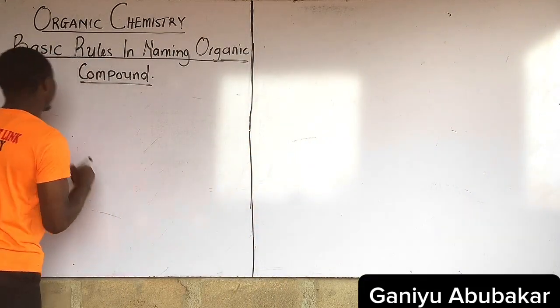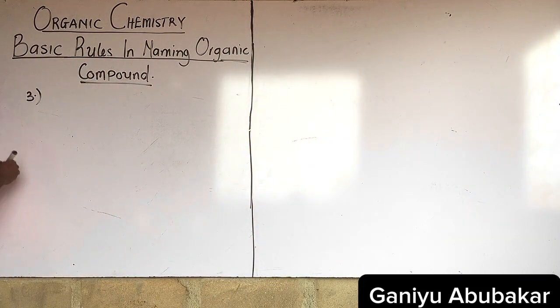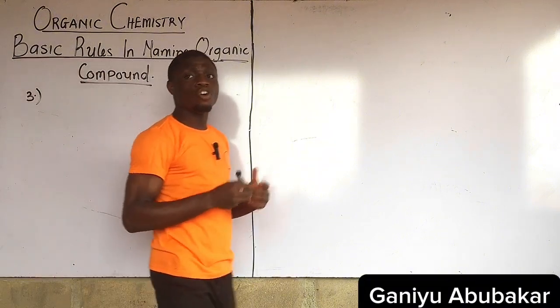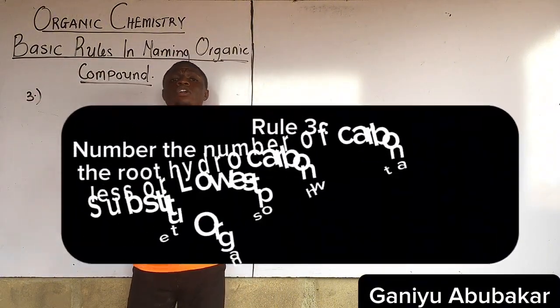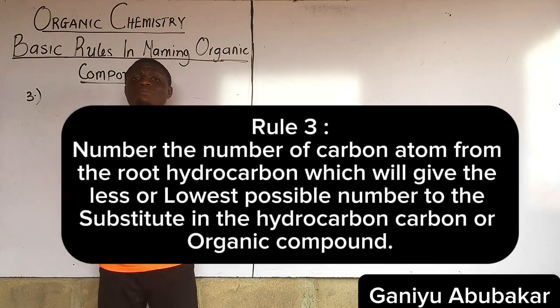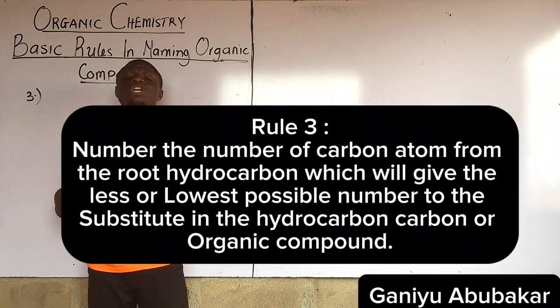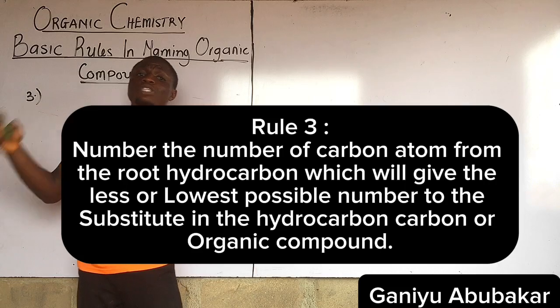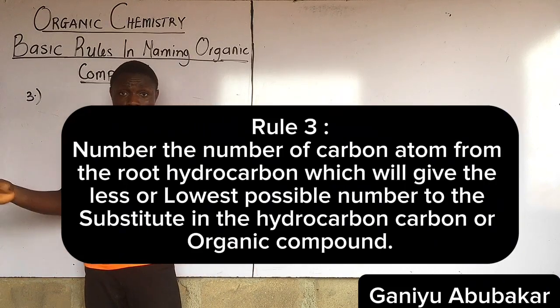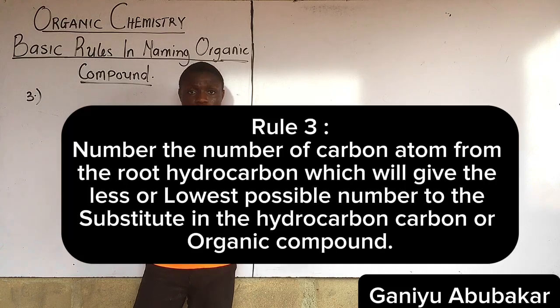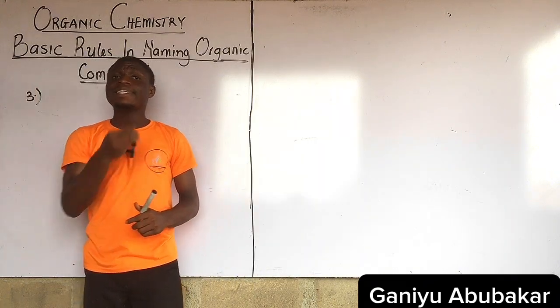All right, let's consider rule 3 that governs the concept of naming organic compounds. Rule 3 says to number the carbon atoms of the root hydrocarbon in a way that gives the least or lowest possible number to the substituent in the hydrocarbon or organic compound. So when it comes to rule 3, what is the idea?